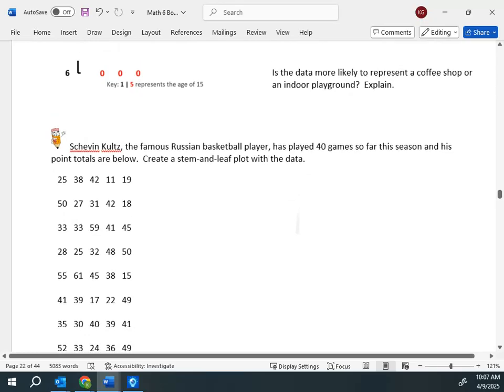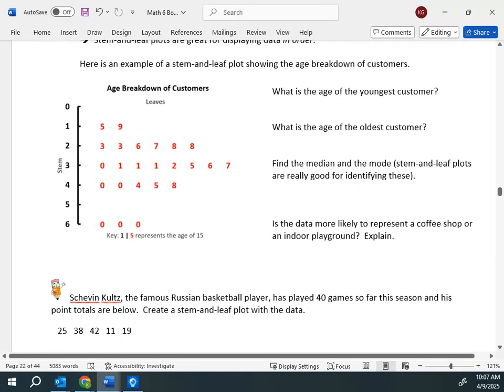Put the leaves. Keep going. Put the what? Leaves by the number. Yep. And what are we doing with the leaves when we're putting them by the correct stem? We're putting them in order. Okay, so remember, it's like when we do the median, we have to put them in order.